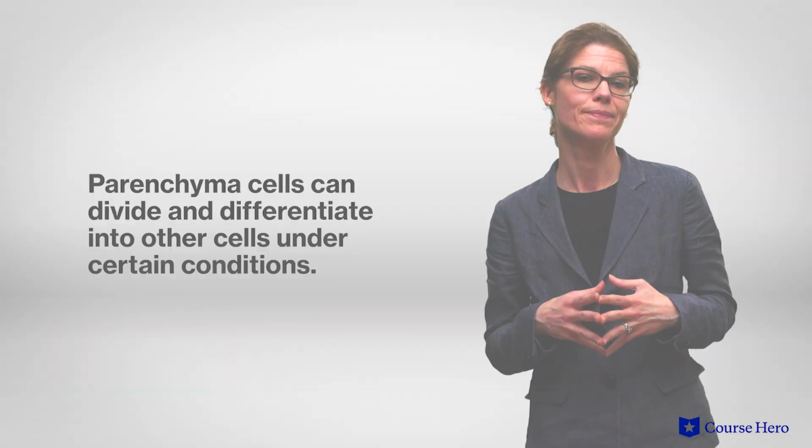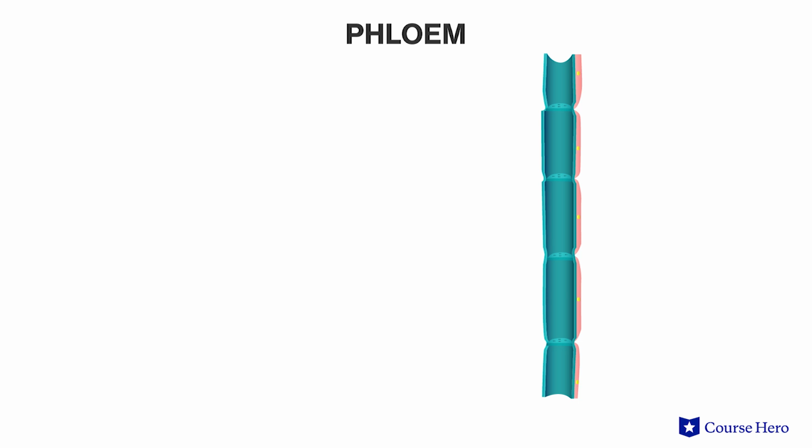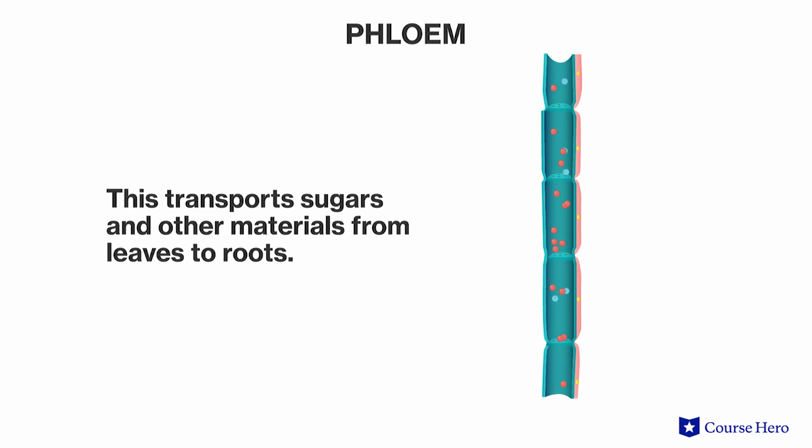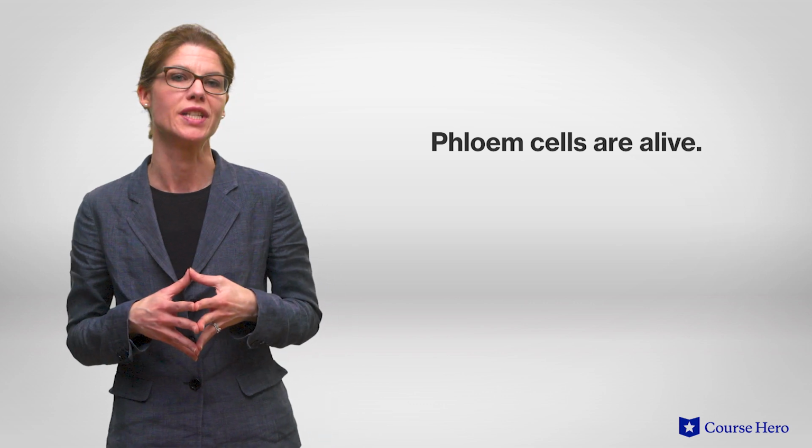Xylem is a vein-like tissue that carries water from roots and stems to the leaves. The xylem consists of cells that are dead at functional maturity. Phloem is a series of tissues that transports sugars and other materials from the leaves of plants to their roots, also referred to as translocation. Unlike the cells of the xylem, the cells of the phloem are alive at functional maturity.